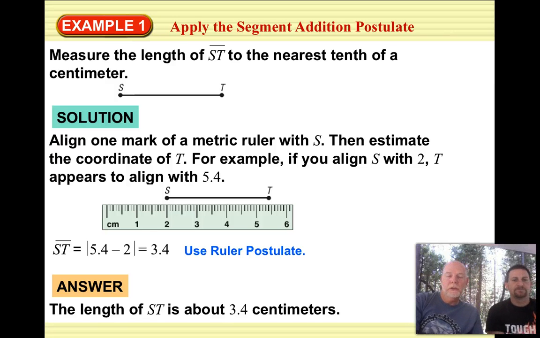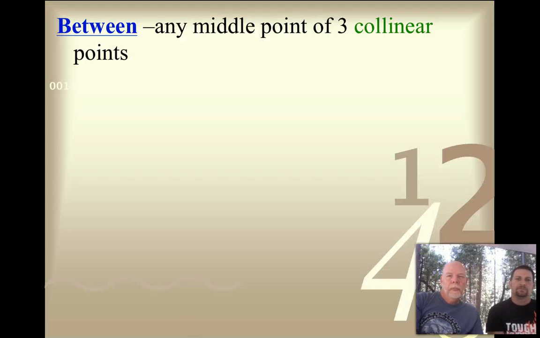Okay, using the ruler postulate. So we have this. It's weird, this is actually a hard definition. Between is kind of a hard one, because we use it all the time, but here we're using it very specifically. Any middle point of 3 collinear points is called between, so just look at the drawing that comes with it, and it'll make a little more sense.